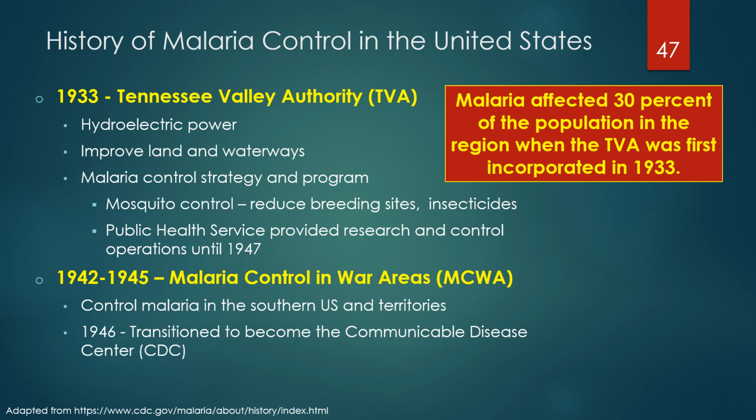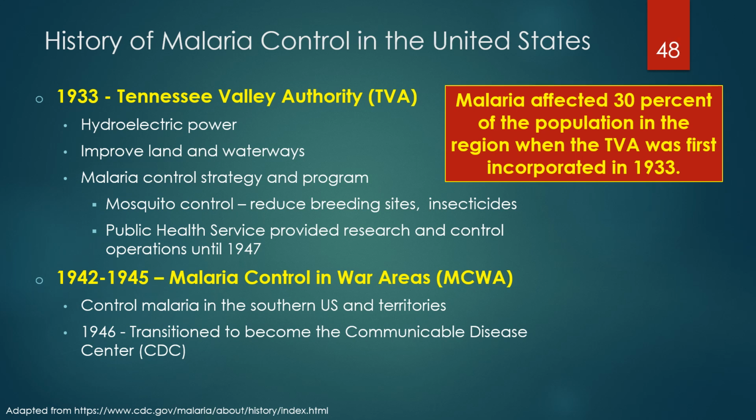Malaria Control in War Areas, MCWA, was established and operated from 1942 to 1945 to control malaria around military training bases in the southern United States and its territories, where malaria was still problematic. Many of the bases were established in areas where mosquitoes were abundant. The MCWA aggressively tried to control mosquitoes that could feed on malaria-infected soldiers in training or returning from malaria endemic areas. During this time, the MCWA also trained state and local health department officials in malaria control techniques and strategies.